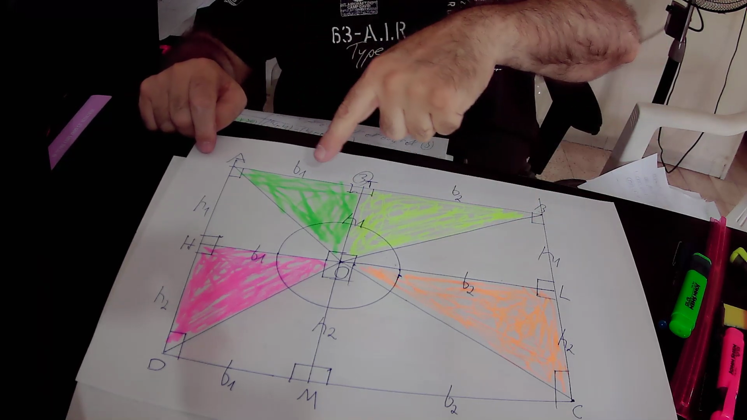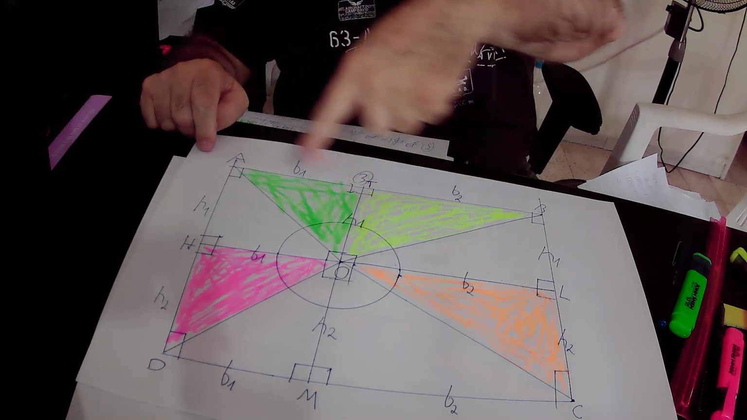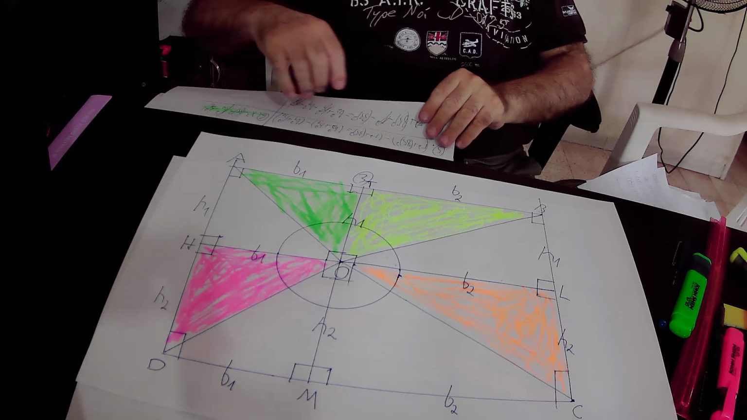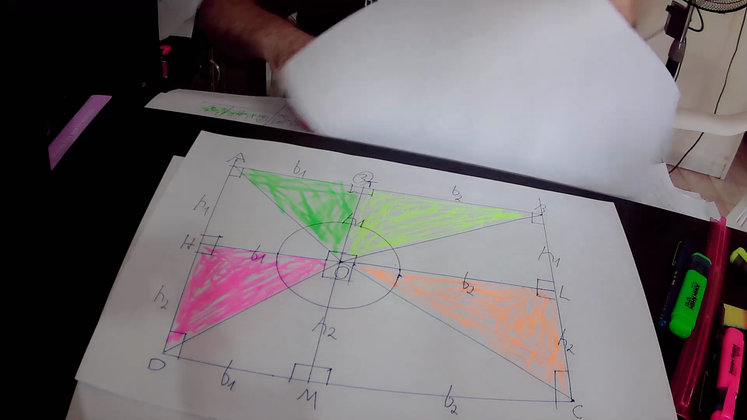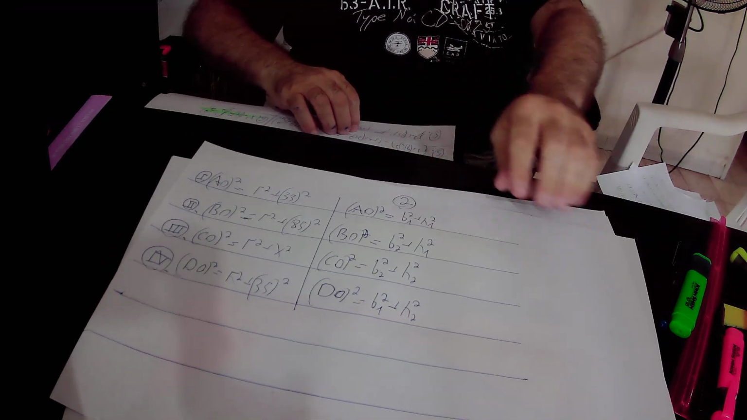We implement the Pythagoras theorem on the right green triangle ATO. According to the Pythagoras theorem, AO square equals B1 square plus H1 square. Repeat again. In the right green triangle ATO, AO square equals B1 square plus H1 square.